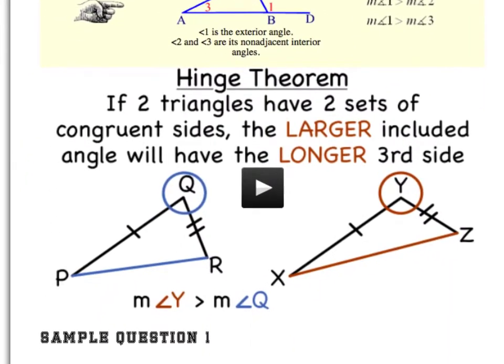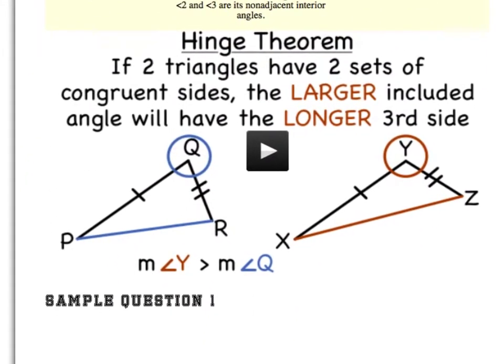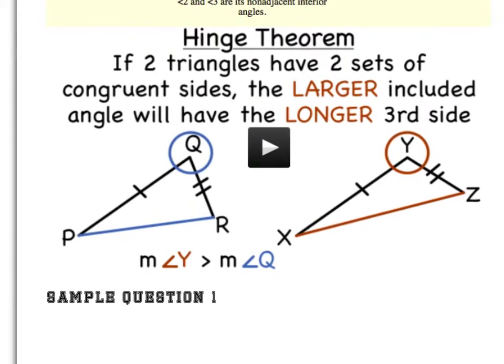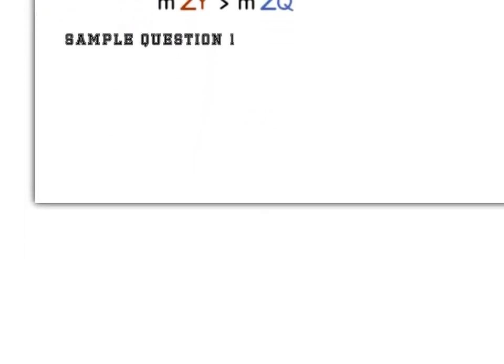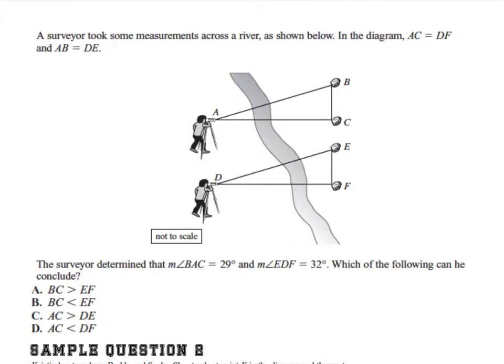And then the hinge theorem basically says that if you have two triangles that have two sets of congruent sides, the larger included angle will have the longer third side, and that's actually going to come up in our very first sample question for this section.